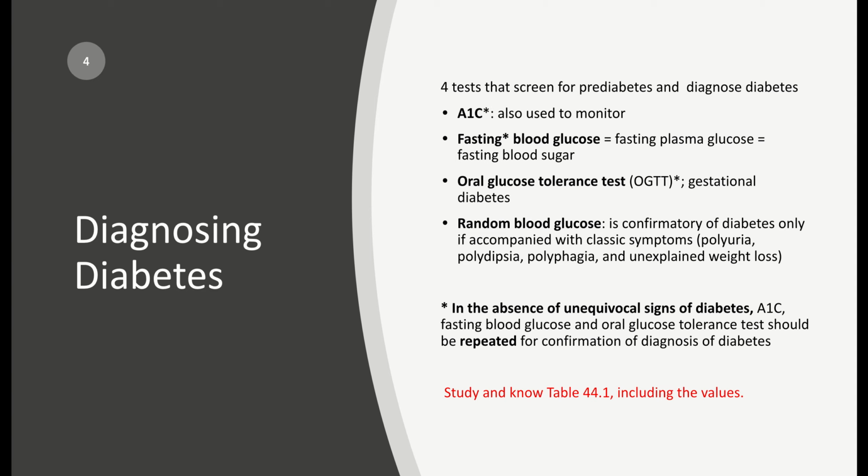In the absence of unequivocal signs of diabetes, A1C, fasting blood glucose, and oral glucose tolerance test should be repeated for confirmation of diagnosis of diabetes. Please study and note Table 44.1, including the values.